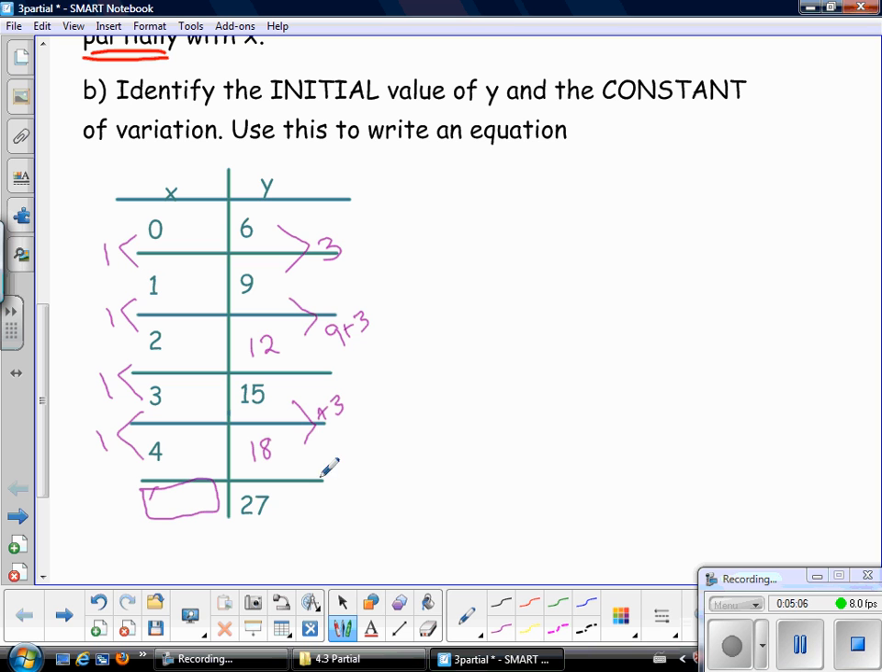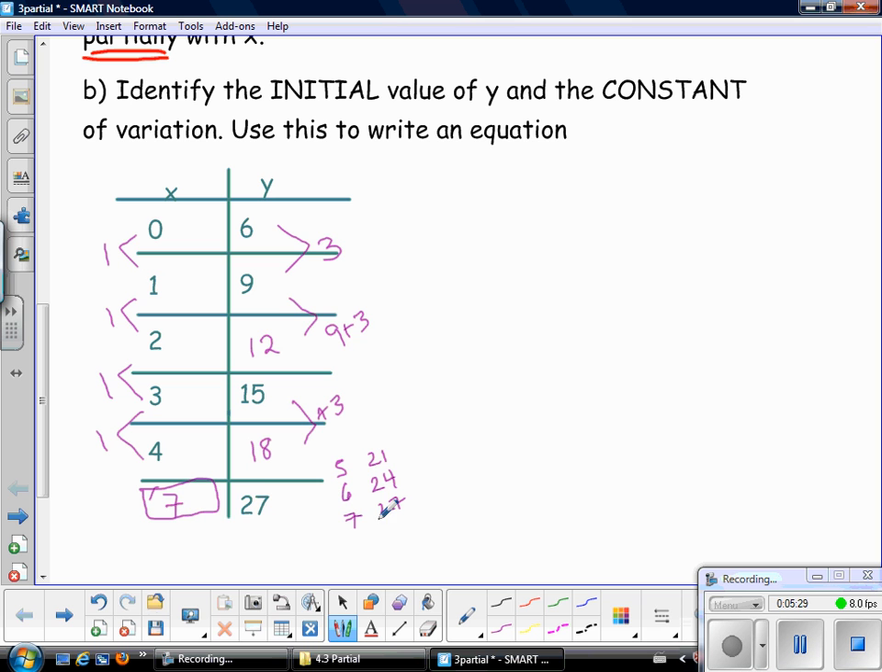Okay, so the next one would be at 5. If x was 5, then I would have 3 times 5 added to 18, which would be 21. If it was 6, then it would be 24. If it was 7, it would be 27. Oh, there it is. So it's 7 as our answer here.